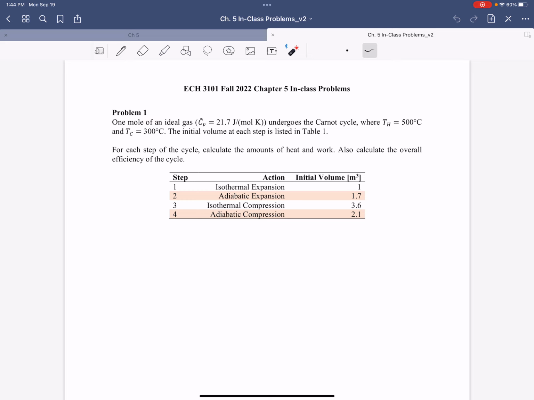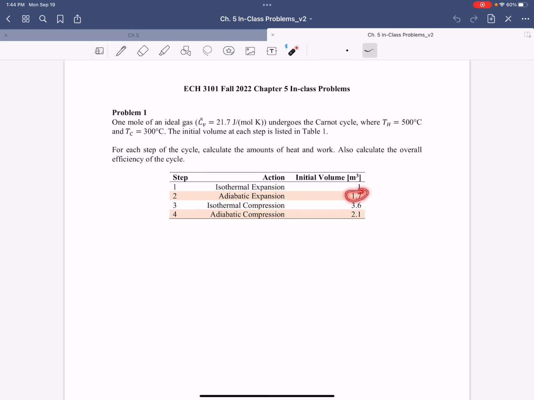We're also provided a table in which we're told the volumes at the beginning of each step of the Carnot cycle. So during the isothermal expansion, the volume at the beginning of that step is 1 meter cubed, and at the adiabatic expansion, the volume of that step is 1.7, and so on and so forth.